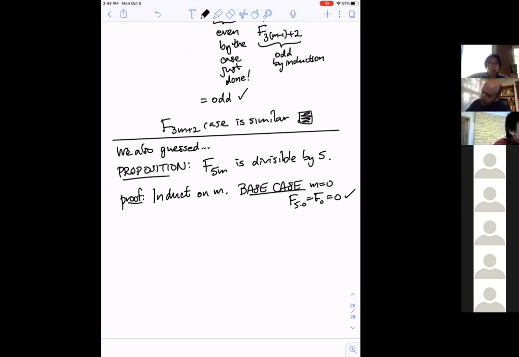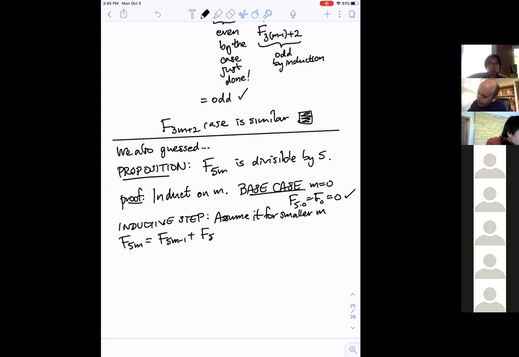But in the inductive step, you gotta really try things. And I'm just gonna, again, assume it for smaller n. And I'm gonna write F5m, okay, I'm gonna try to use the recurrence. I'm gonna write it as F5m minus 1 plus F5m minus 2.